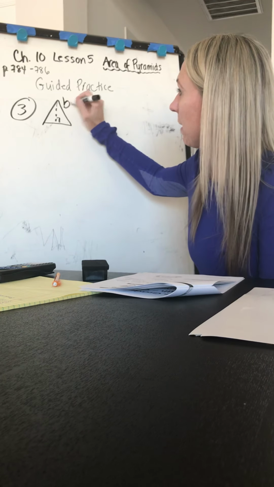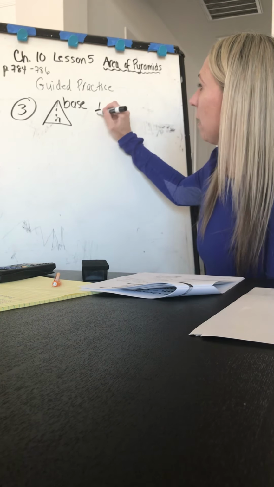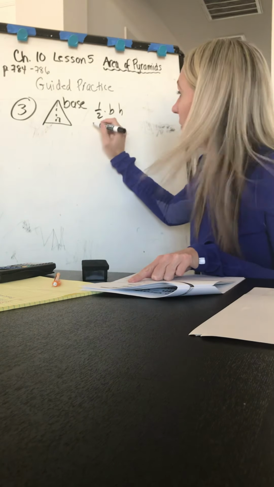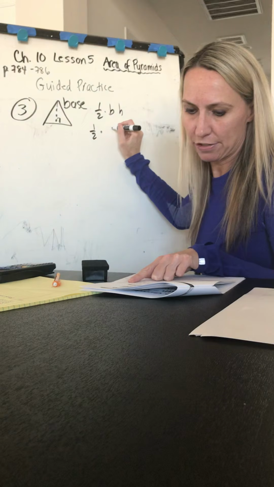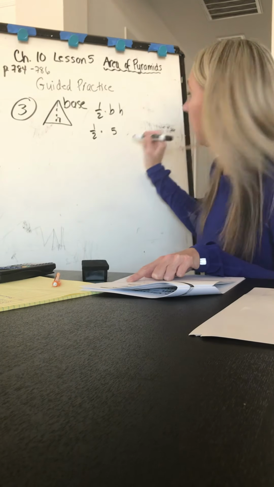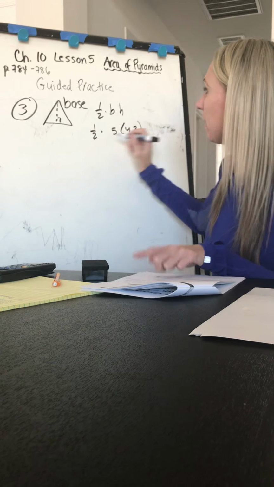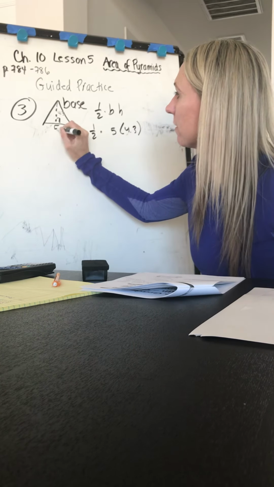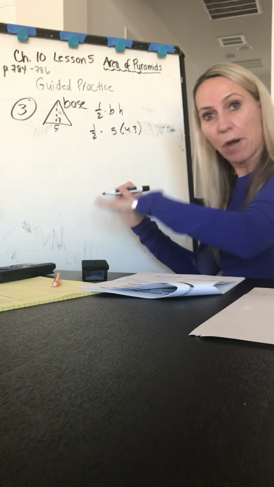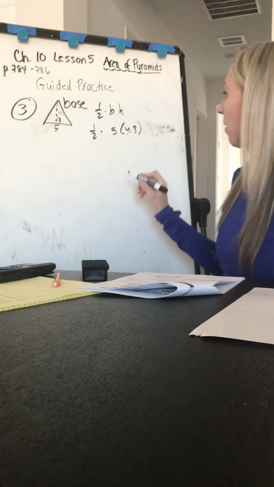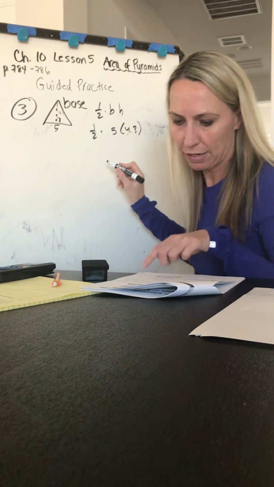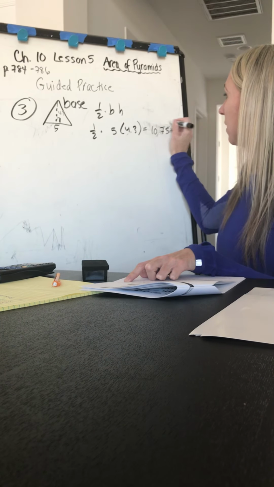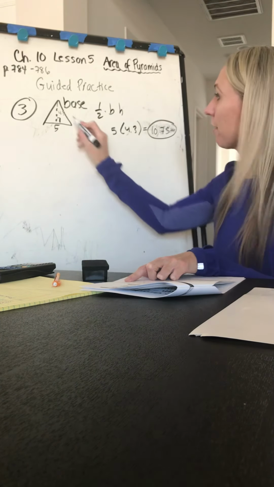So, here's my base. I'm going to do 1/2 base times height. I'm going to do 1/2 times the base, which is 5, and then the height is 4.3. If I pulled this out, this is 4.3 here, and this is 5, and that's on the bottom of the picture. Then 1/2 times 5 times 4.3, and you can put that in your calculator, is 10.75. That's the area of the base.